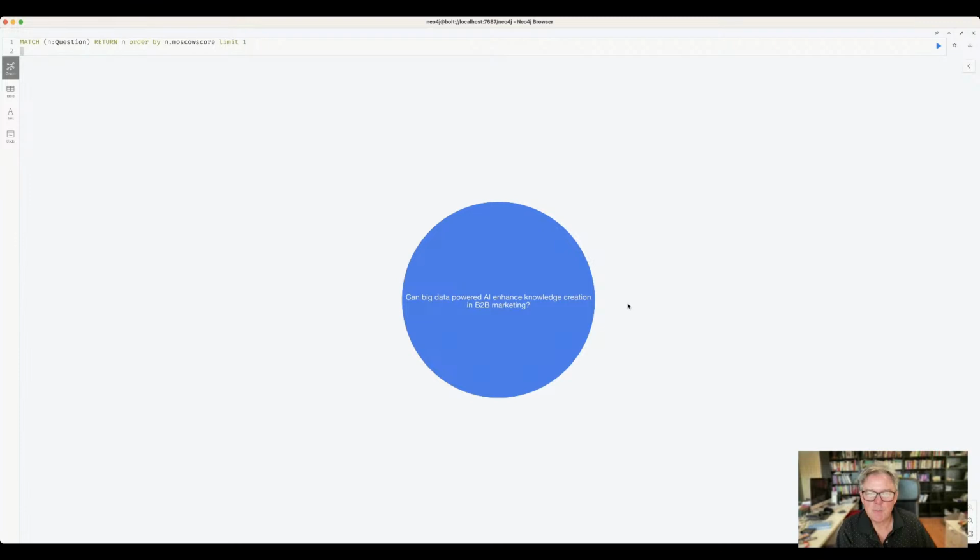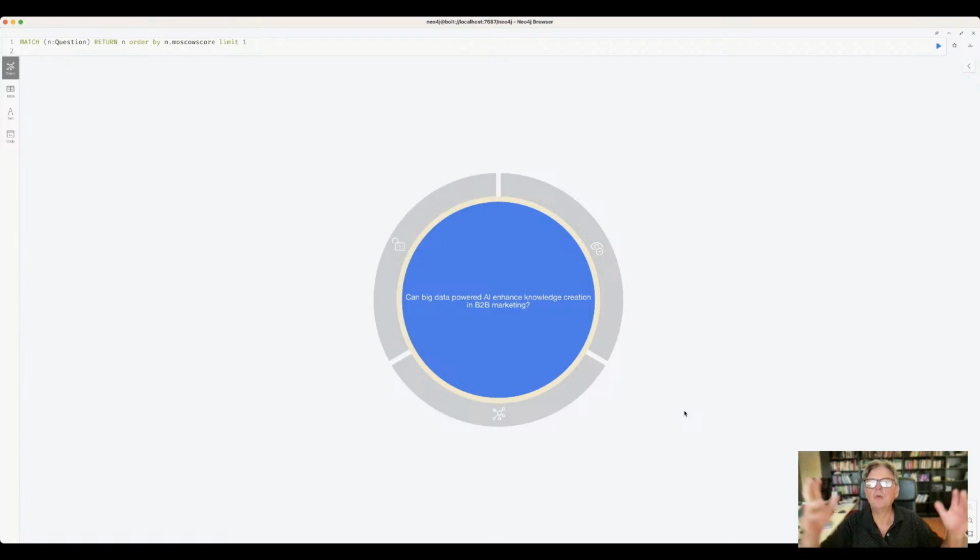The most important question to ask is, can big data powered AI enhance knowledge creation in B2B marketing? Now, why is that such an important question? Because it covers a whole gamut of areas that you need to be focusing on: AI, knowledge creation, B2B marketing, all the data that's in there.